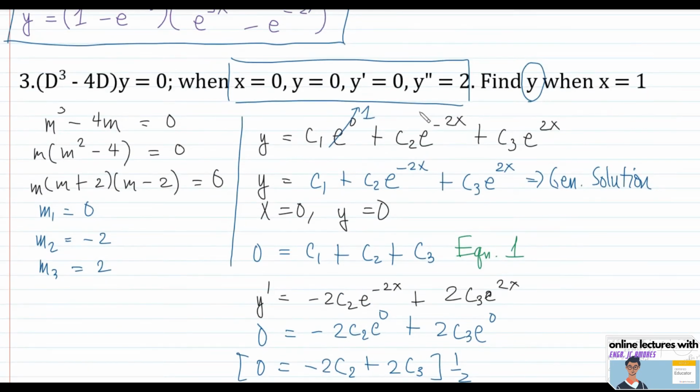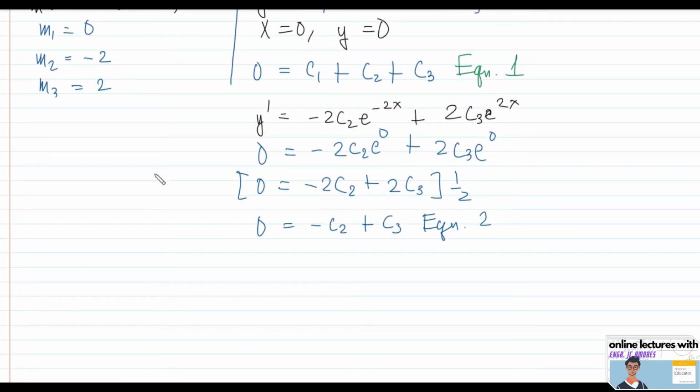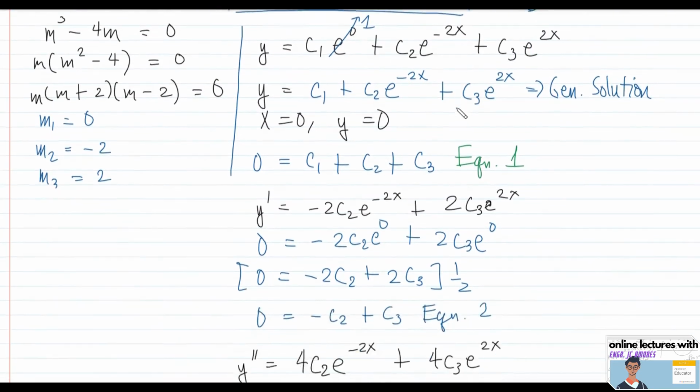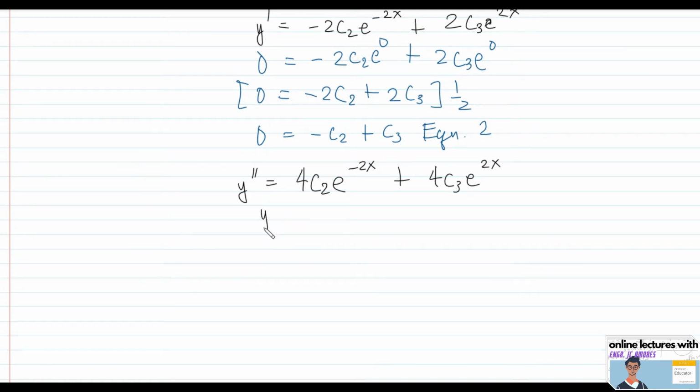Next, we use this particular case, y double prime is equal to 2. Again, we can still use x is equal to 0, y double prime is equal to 2. Okay, so for us to solve for that, we have to get the second derivative. We have here the first derivative, so therefore we can just continue and solve for the second derivative. So we'll have 4 c2 e raised to negative 2x plus 4 c3 e raised to 2x. Now when y double prime is equal to 2, x is 0.